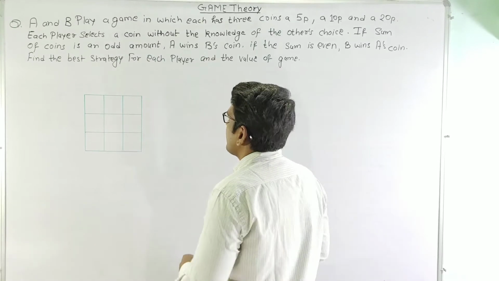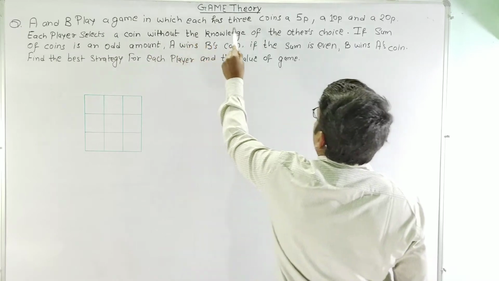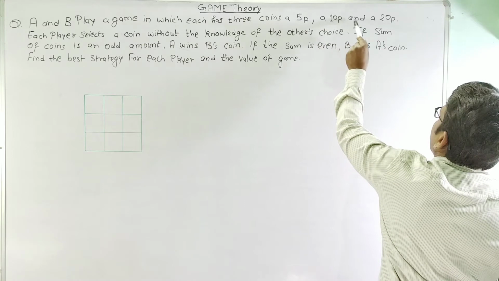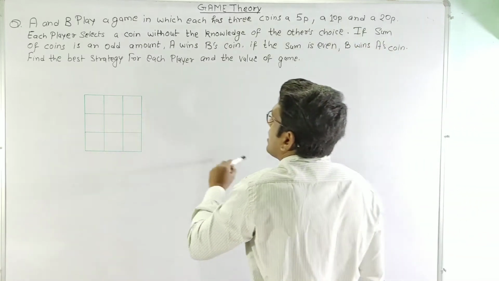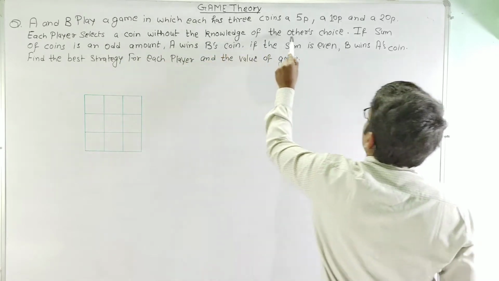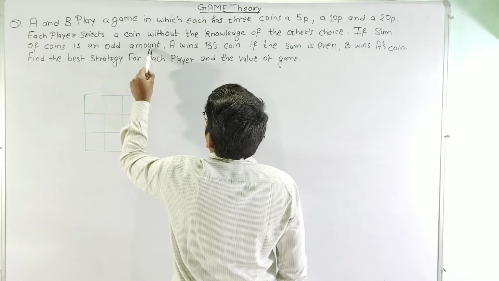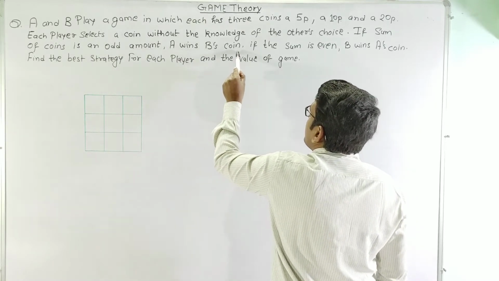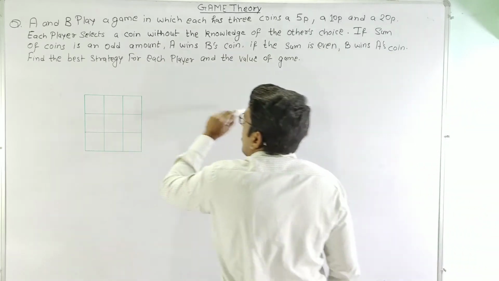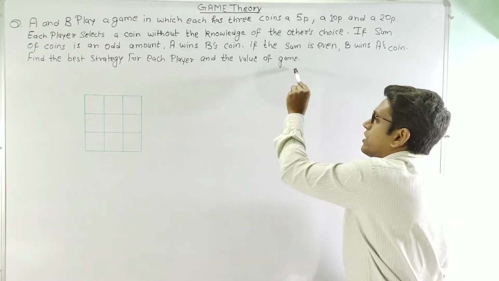Here the problem says that A and B play a game in which each has 3 coins, a 5 paise coin, a 10 paise coin and a 20 paise coin. Each player selects a coin without the knowledge of the other's choice. If the sum of coins is an odd amount, A wins B's coin. If the sum is even, B wins A's coin. Find the best strategy for each player and the value of the game.